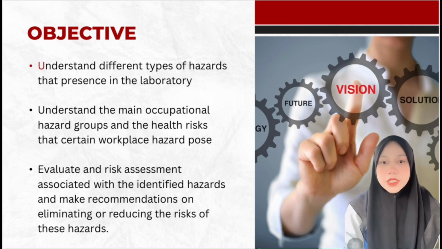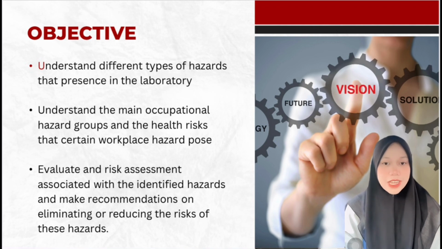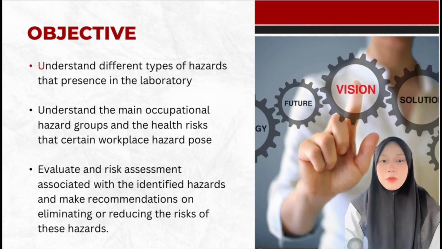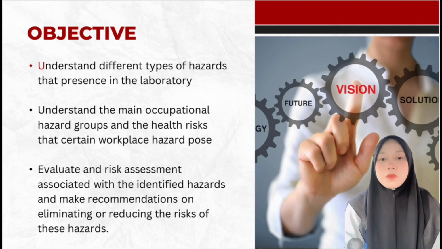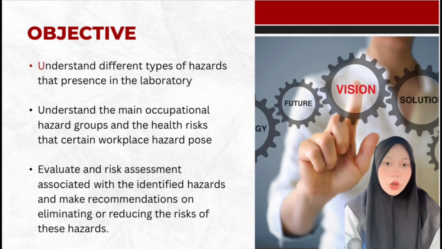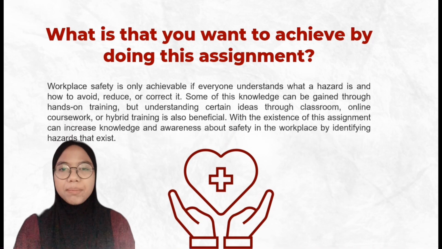We will be presenting about the safe work procedure by using hazard identification, risk assessment, and risk control, which is HIRAC. So now I will explain about the objectives of HIRAC at a polymer lab. Firstly, we need to understand the different types of hazards that are present in the laboratory. Secondly, we need to understand the main occupational hazard groups and the health risks that certain workplace hazards pose, and lastly, to evaluate the risk assessment associated with the identified hazards and make recommendations on eliminating or reducing the risk of these hazards.